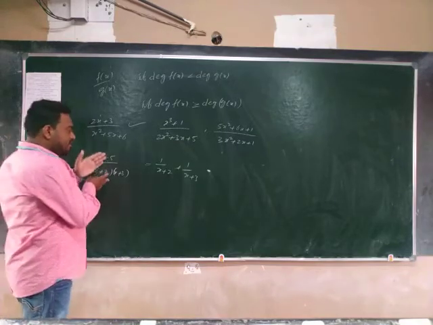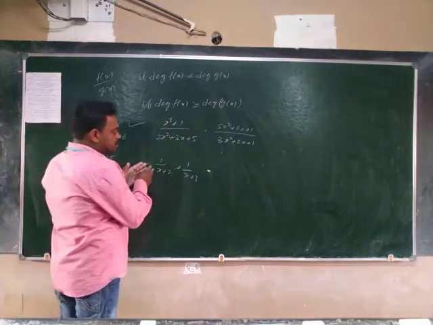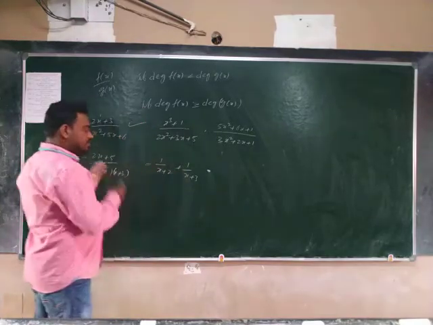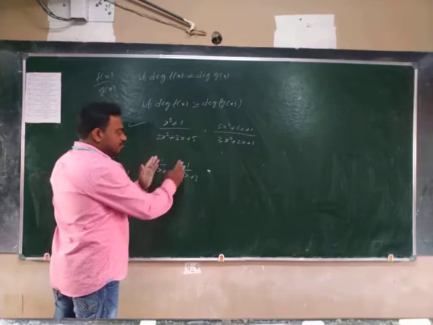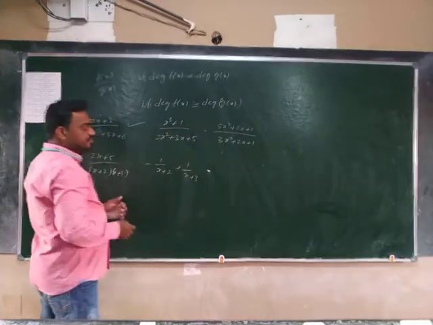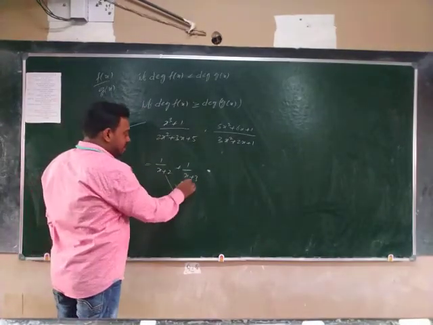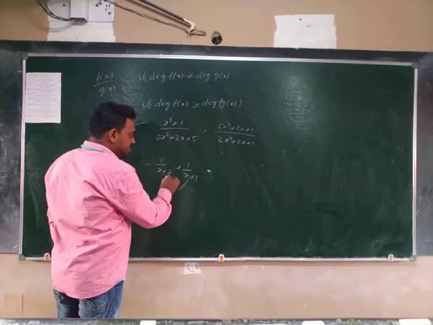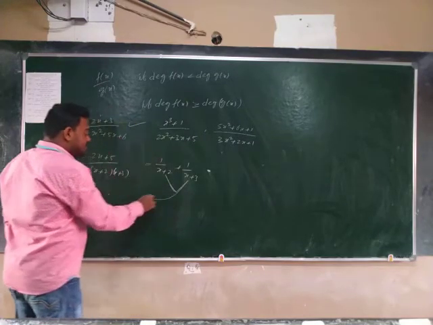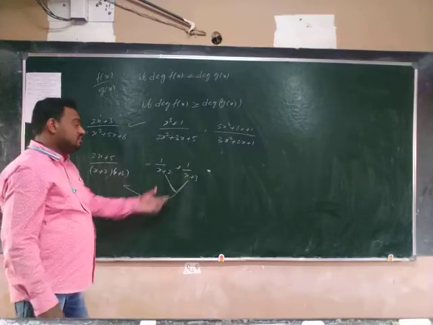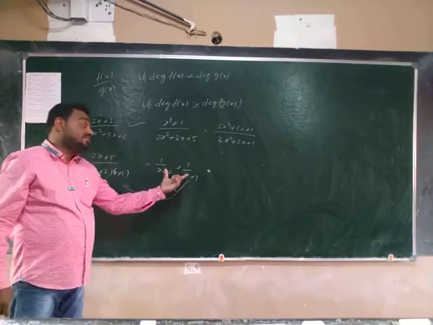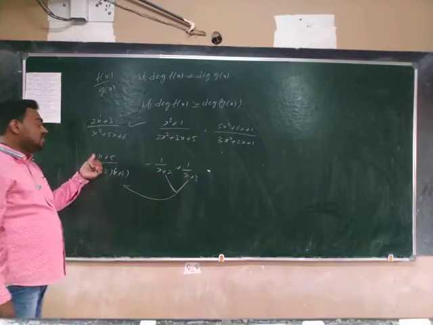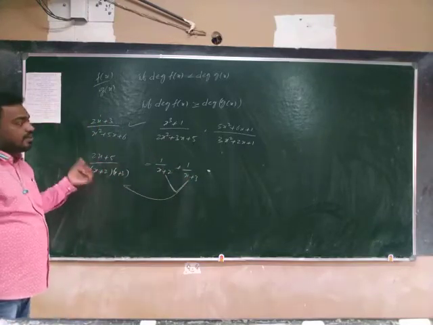A proper fraction splits into a sum of proper fractions. Then these two proper fractions are called partial fractions of the given fraction. This is the partial fraction.